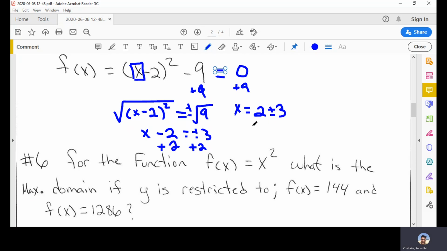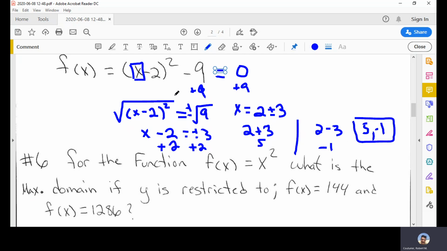We're going to have 2 results here, guys. We have a 2 plus 3, and we have a 2 minus 3. 2 plus 3 is 5. 2 minus 3 is negative 1. There's your solutions: 5, negative 1. That was basically solving using the roots method. Okay?